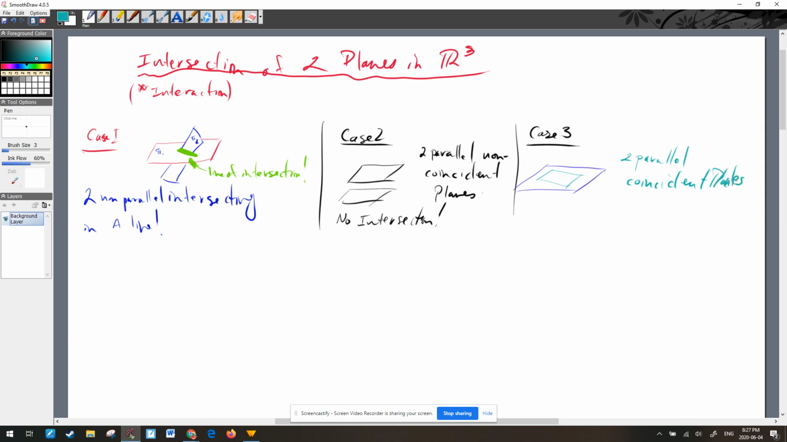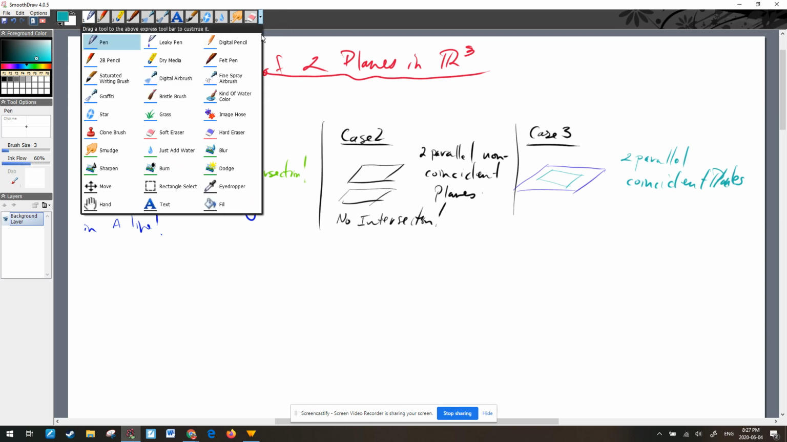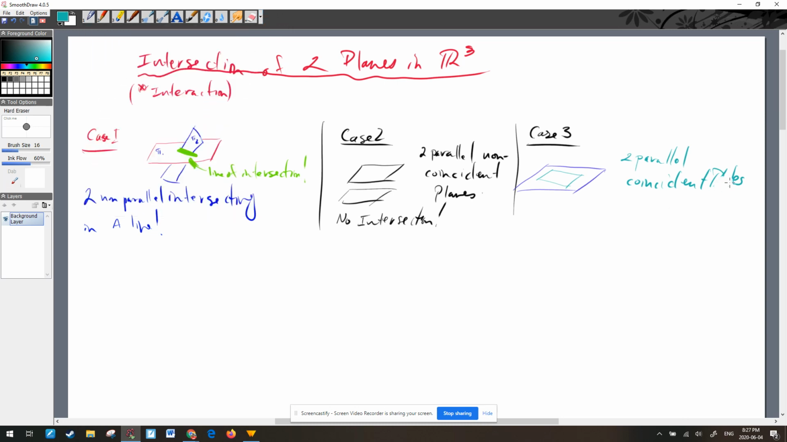Planes. Wow, that's terrible. Planes. So coincident is just a fancy word for in the same place, okay, in this context. So two parallel coincident planes. And what it really means, it's the same plane, okay? And so that means there are an infinite number of solutions. It is the entire plane.